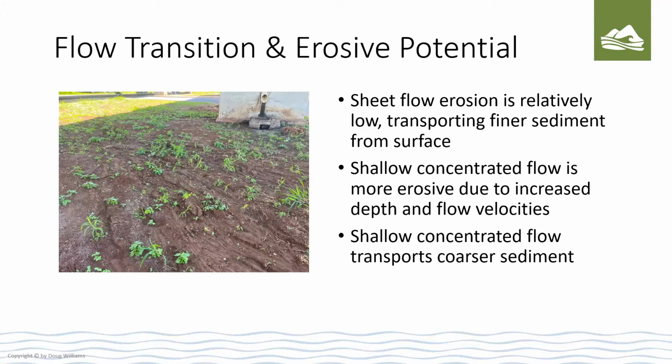Sheet flow erosion is relatively low. Because of the slower flow velocities, it doesn't have as much energy to transport coarser sediment. Rather, it will erode very fine sediment on the surface. Shallow concentrated flow is deeper, with higher flow velocities. Those higher flow velocities provide it with more energy to move or erode coarser sediment and transport it downstream and potentially to receiving waters.